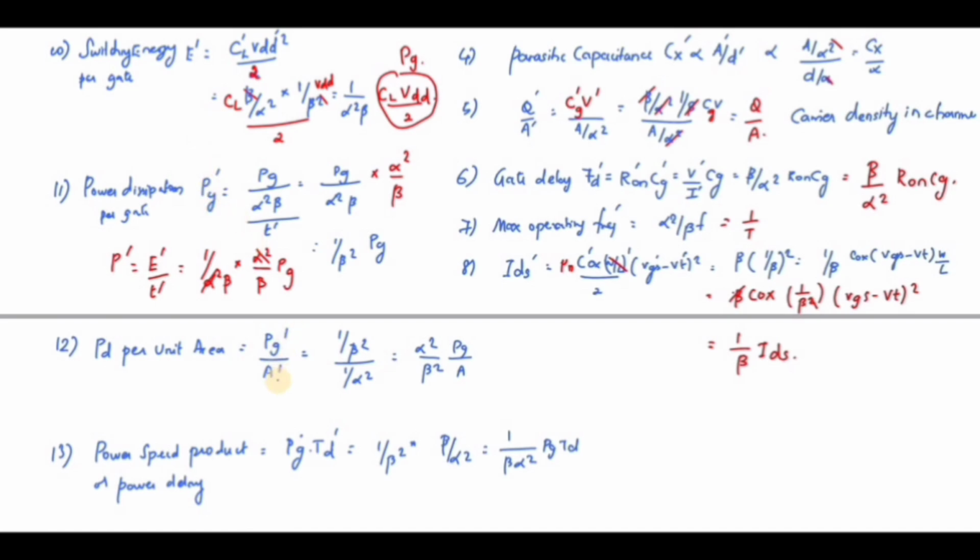So next, power dissipation per unit area. You have to divide Pg bar by A bar. So you will get 1 divided by beta square, divided by 1 divided by alpha square. So you will get alpha square by beta square.